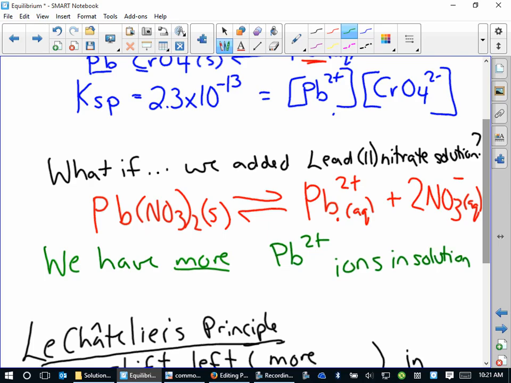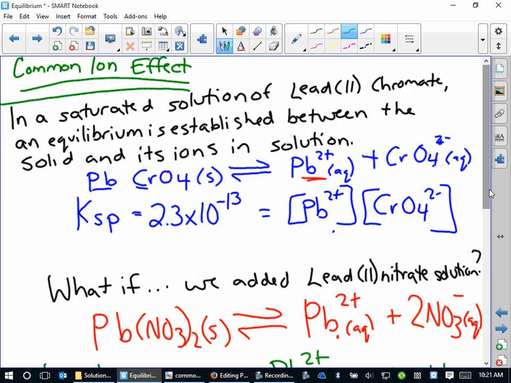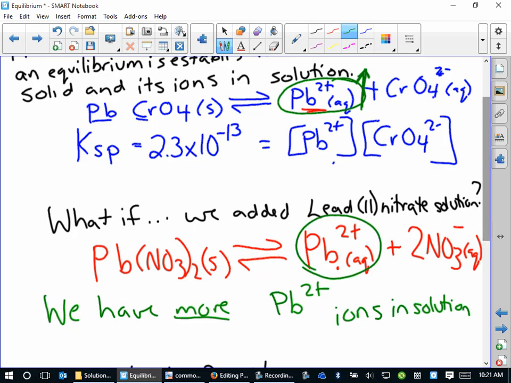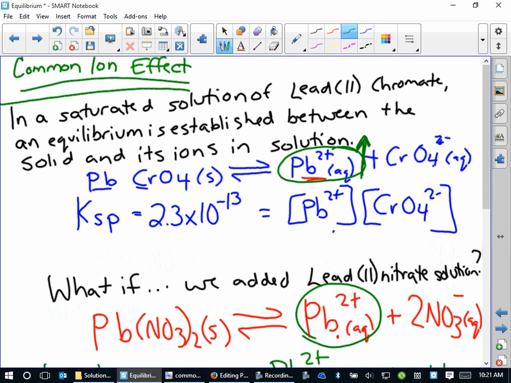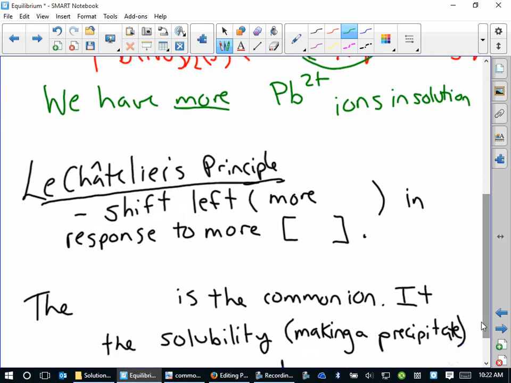And Le Chatelier is going to tell us something. So all of a sudden, we've taken this side of the equation and we've increased the concentration. We've added a new solution that has even more lead 2+ in it. So if we increase the concentration on this side, Le Chatelier says we're going to shift left and increase this side. In other words, we're going to have more solid. And that's what it says here. Le Chatelier says we're going to shift left, we're going to have more solid in response to the increased concentration of lead 2+ ions.